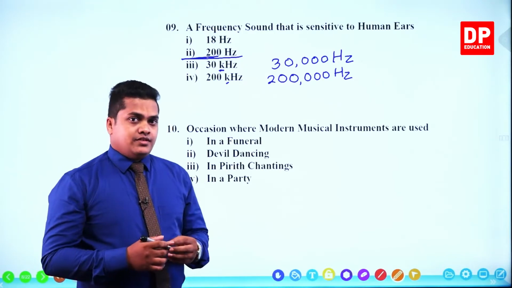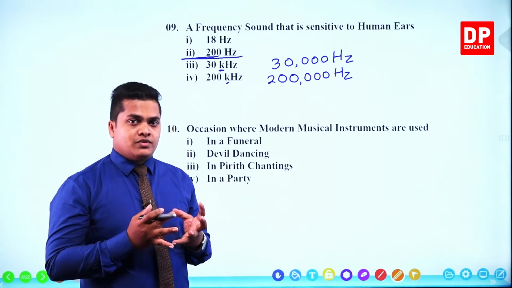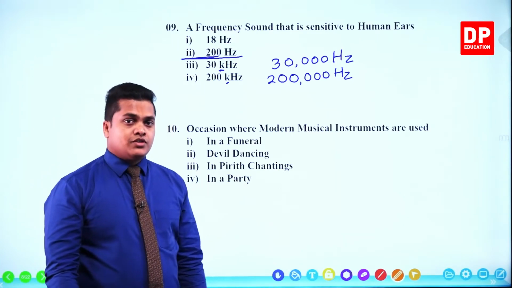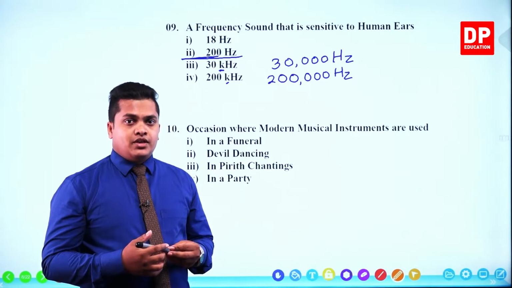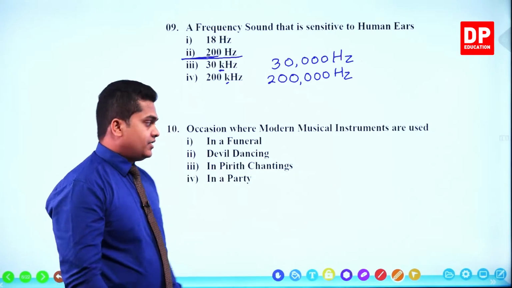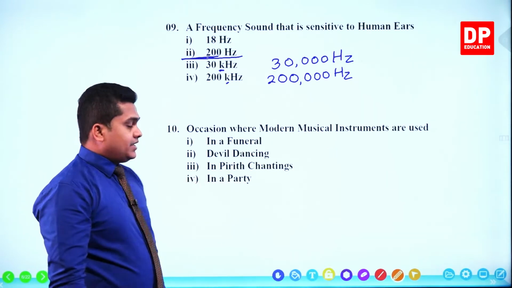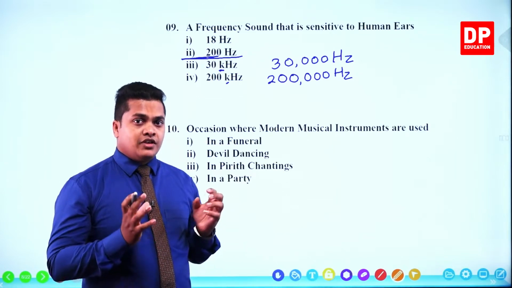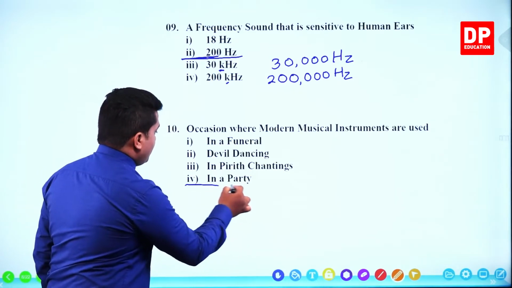Devil dancing. That's also incorrect. In devil dancing, we use traditional musical instruments. Number three, in pirit chanting. That's also the same. We use traditional musical instruments in pirit chanting situations. Then the answer should be the fourth one. Yes, absolutely. In a party, like when we are playing DJ music or in an orchestra, we use modern musical instruments. So my answer is in a party.